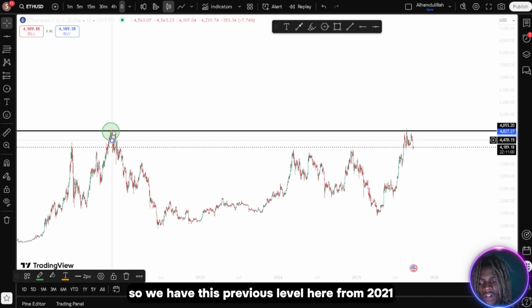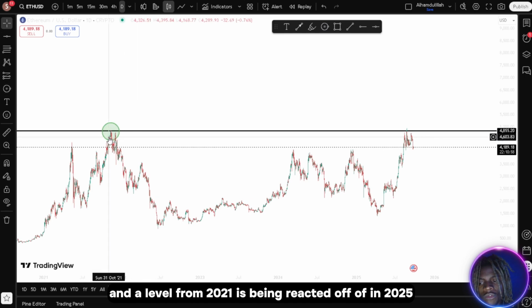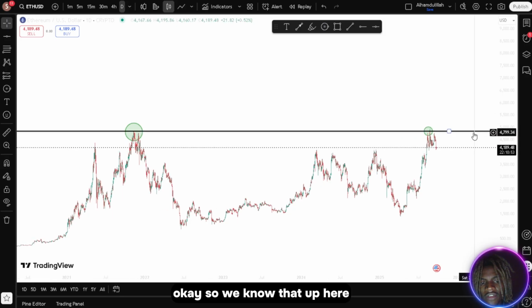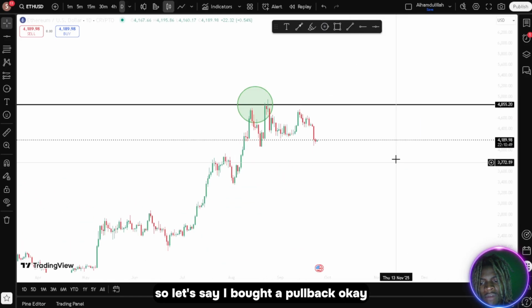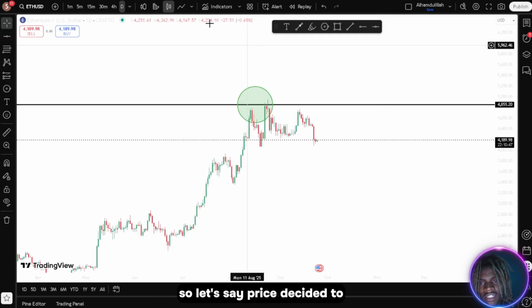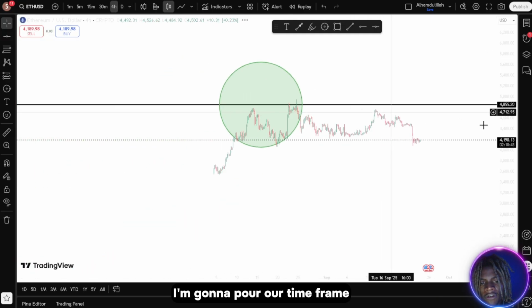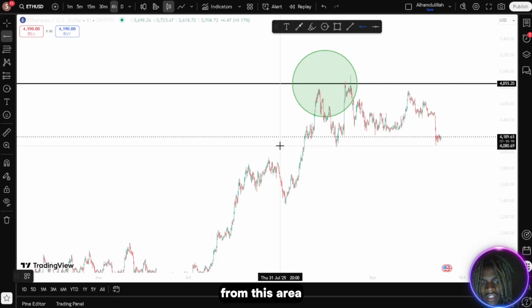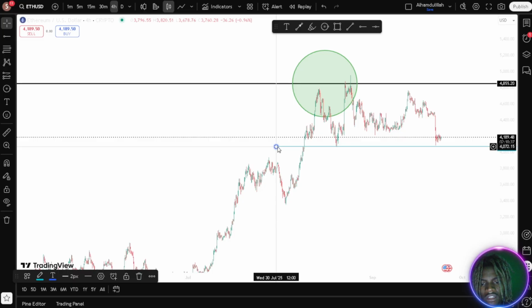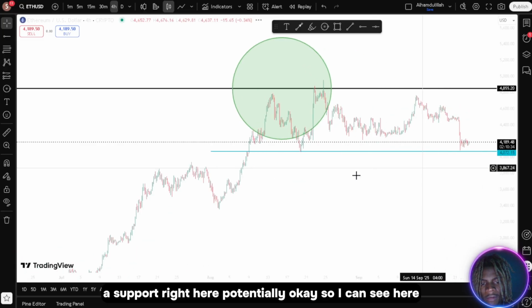So we have this previous level here from 2021, and a level from 2021 is being reacted off of in 2025. So we know that up here, the black line is to take profit, right? So let's say I bought a pullback. Let's say price decided to go to our time frame. As you can see, price is trying to bounce from this area of support right here potentially.